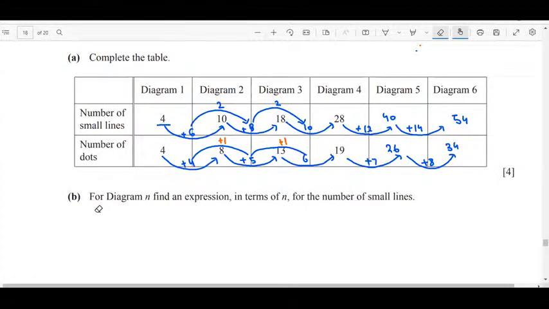Now it's a 2-mark question. It says, for diagram n, find an expression in terms of n for the number of lines. So we are going to focus on the first sequence and you are to find the nth term basically, right? The nth term of a quadratic sequence. So I've taught you the method. Please try doing it. And if you're not able to do it, then I'll help you do it.